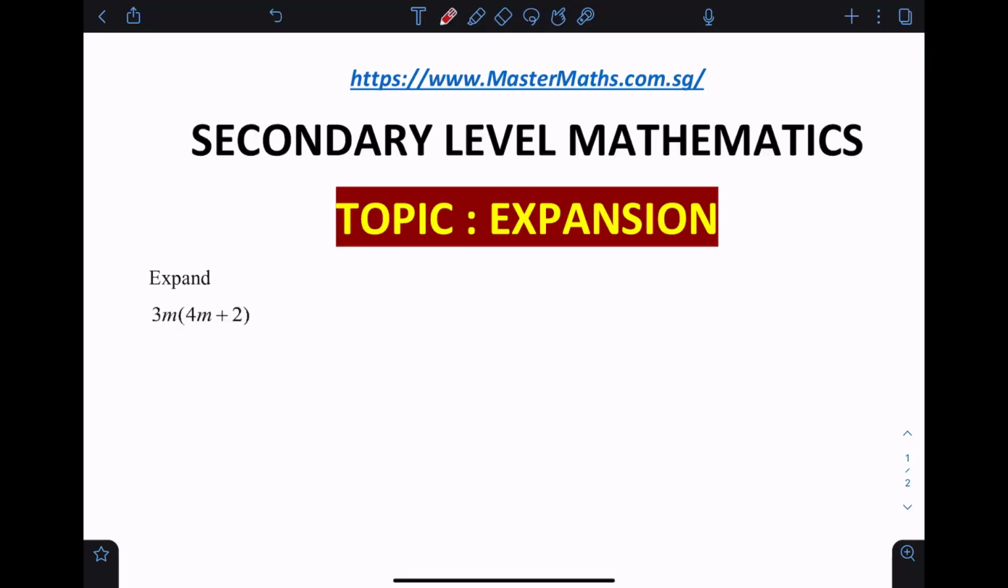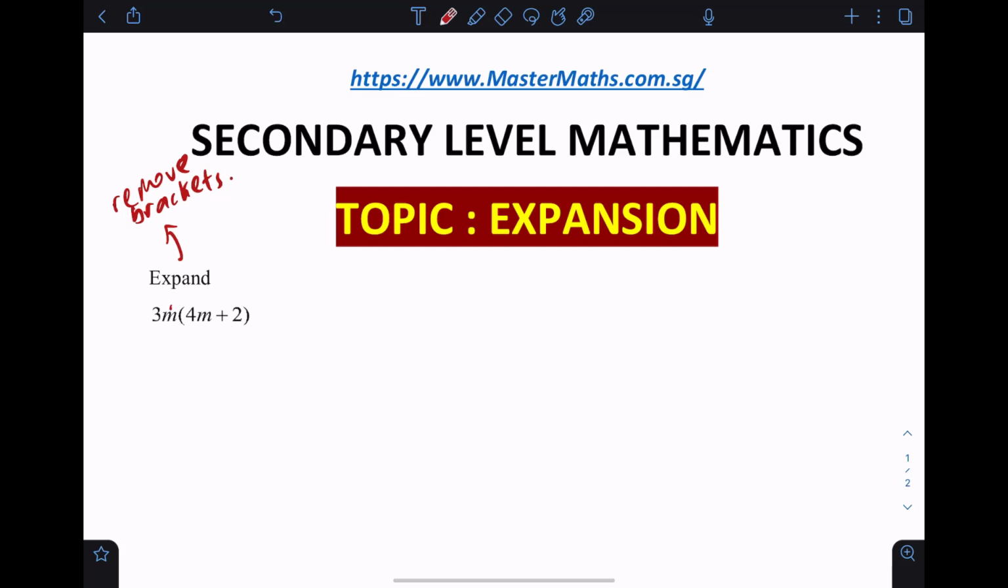Expand this algebraic expression. Now, the word expand in mathematics means to remove brackets. Okay, so in this case, there's only one pair of brackets, and the way to expand here is to use a technique called the rainbow method.